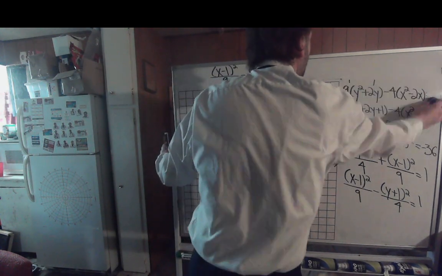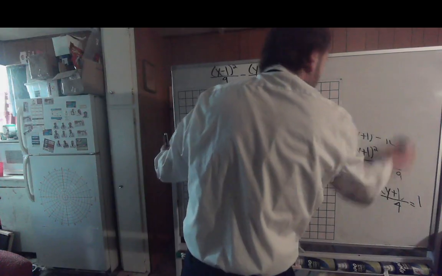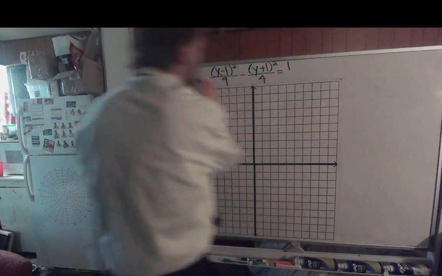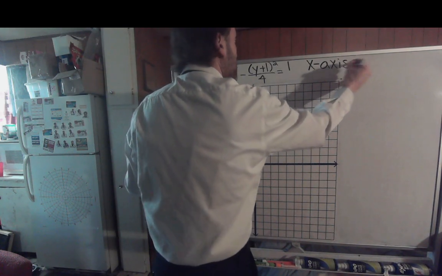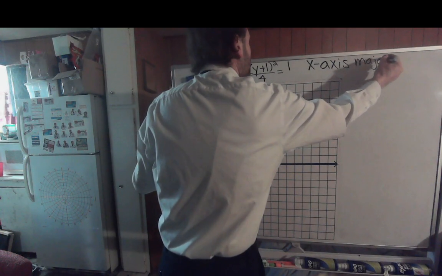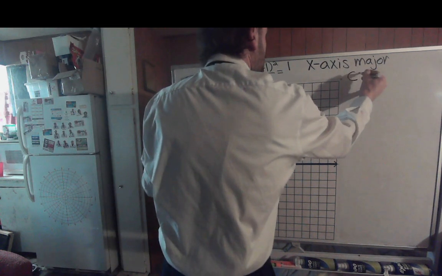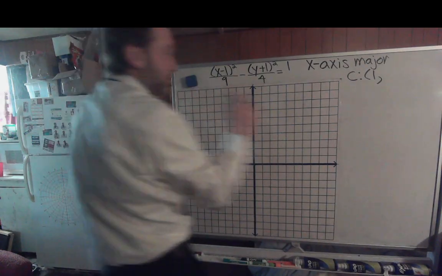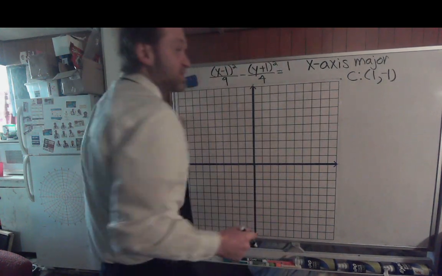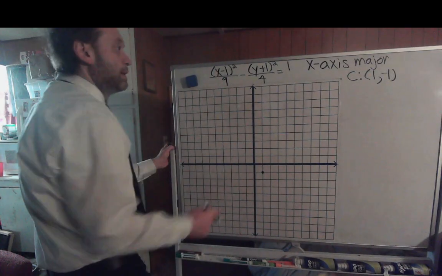So now we can go ahead and get all the information we need to graph this bad boy. Alright, so we just stated that the x-axis is the major axis, so that means it's going to have x-axis symmetry. So what's the center? x minus 1 equals 0 will give you the x coordinate of 1, and then y plus 1 equals 0, the y coordinate would equal negative 1. So your center is located at 1, negative 1, so that's right there. There's your center for this hyperbola.